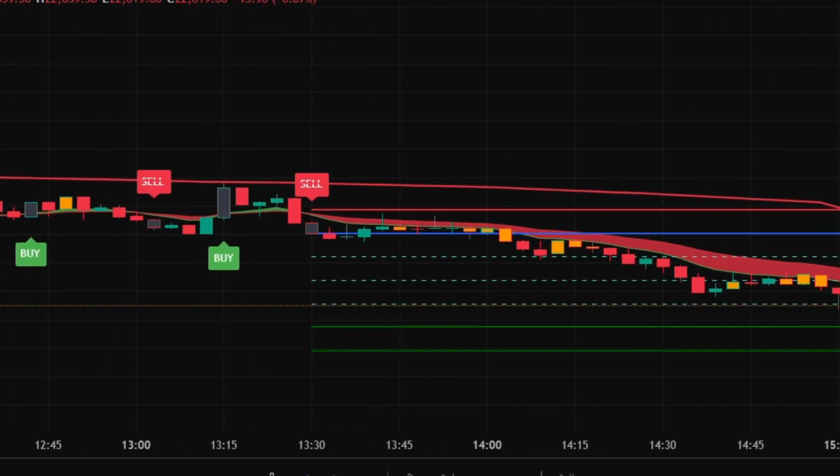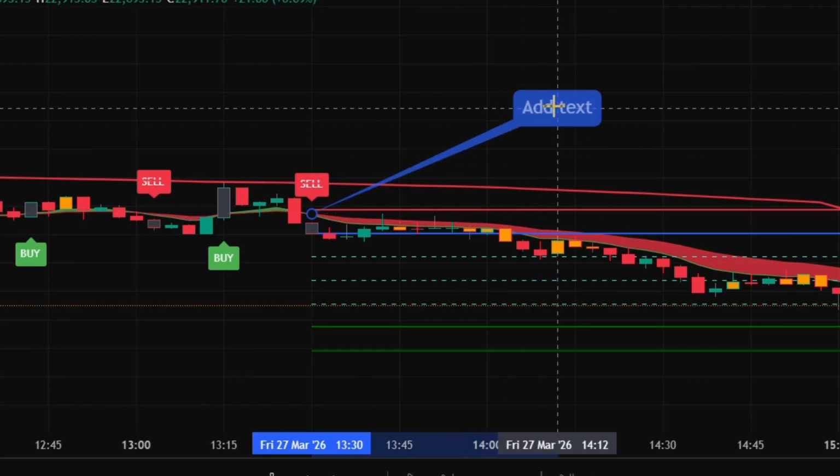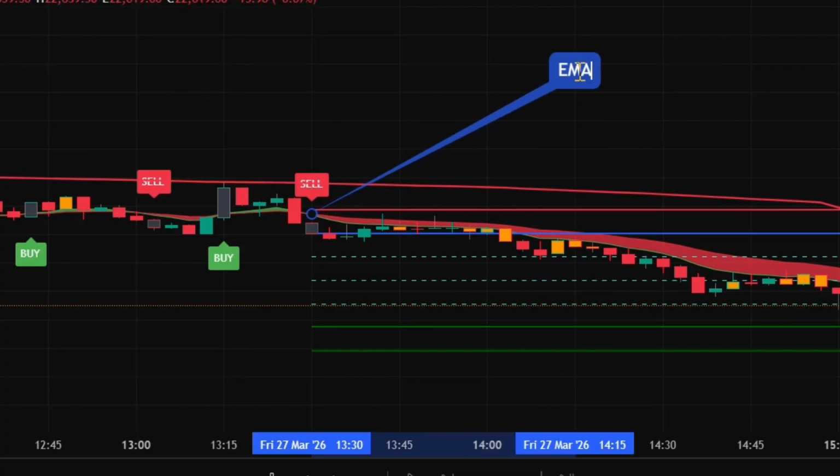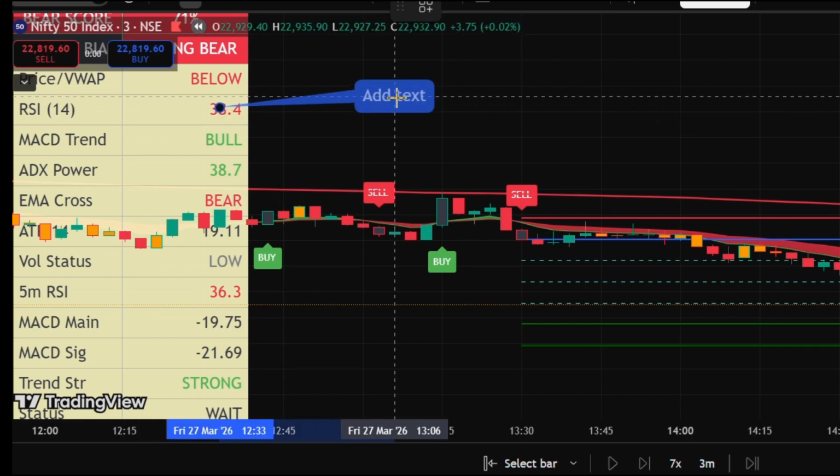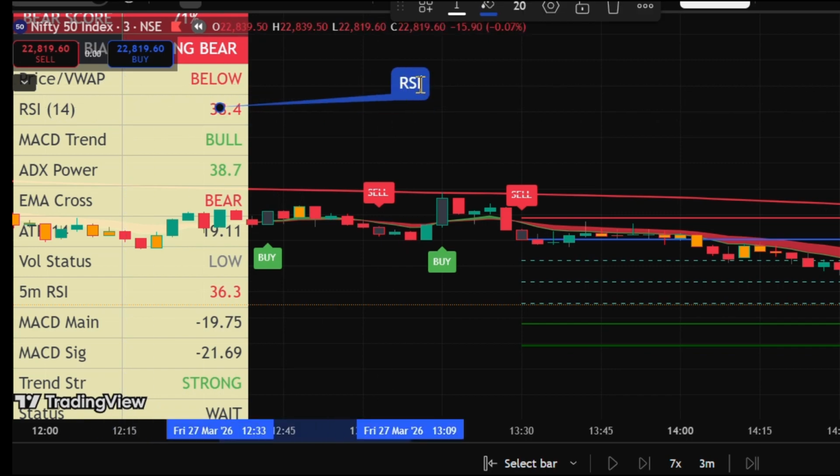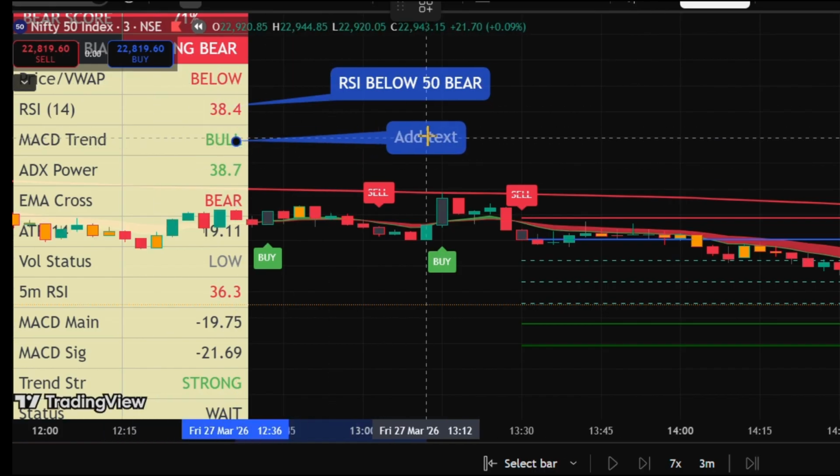This is where timing comes from. First, EMA cross. When fast EMA crosses above slow EMA, it tells you momentum is shifting upward. RSI is not just overbought or oversold. The real key is the 50 level. Above 50, bulls in control. Below 50, bears in control. MACD shows momentum expansion. When histogram grows, momentum is accelerating.